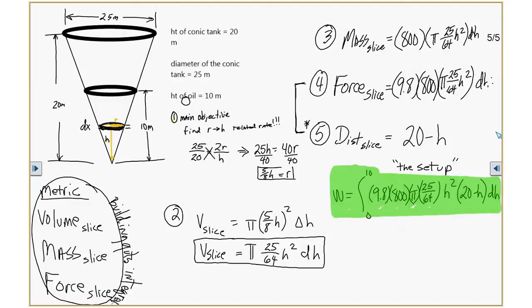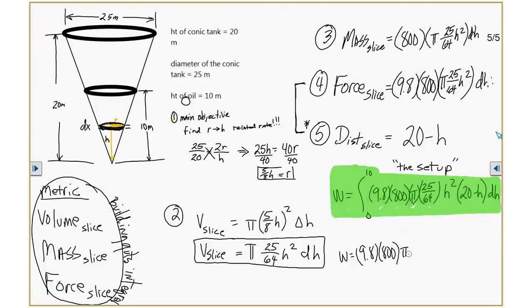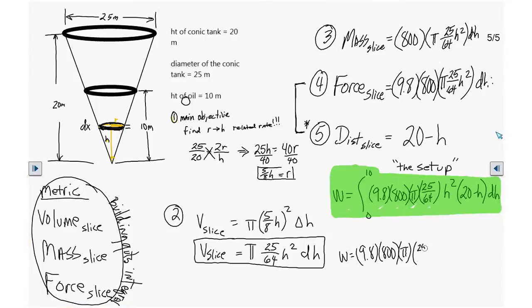Now, if you want to do the integral, basically what are you going to do? You're going to pull what out? You're going to pull the 9.8 out. You're going to pull the 800 out. You're going to pull the pi out. You're going to pull the 25/64 out. And that leaves you with 0 to 10 of 20H squared minus what?